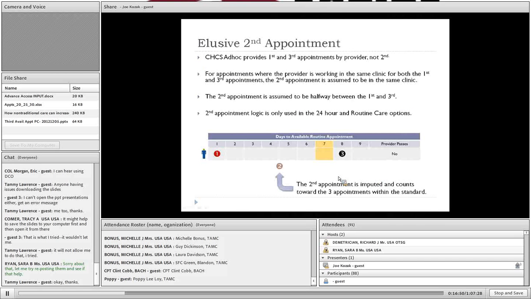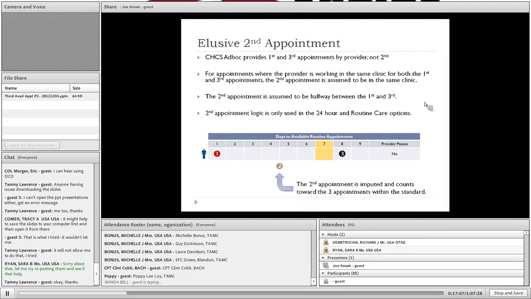The other thing that we said is you also need to account for that 2nd appointment because we know it's there. We know that the ad hoc currently doesn't flag it. So what Health Affairs' answer to that was is they were going to impose that appointment time at the direct center of where they measured the 1st and 3rd.